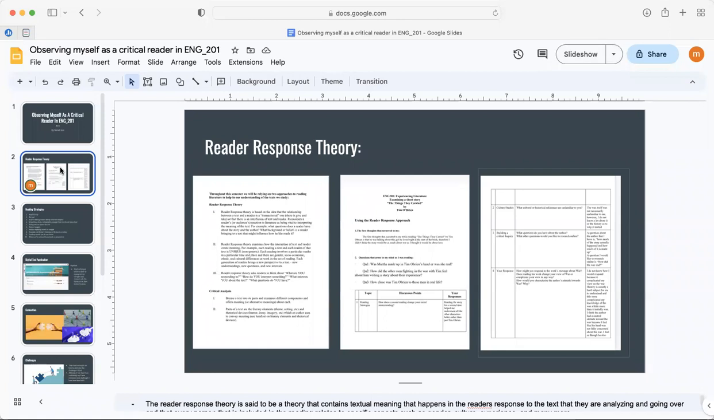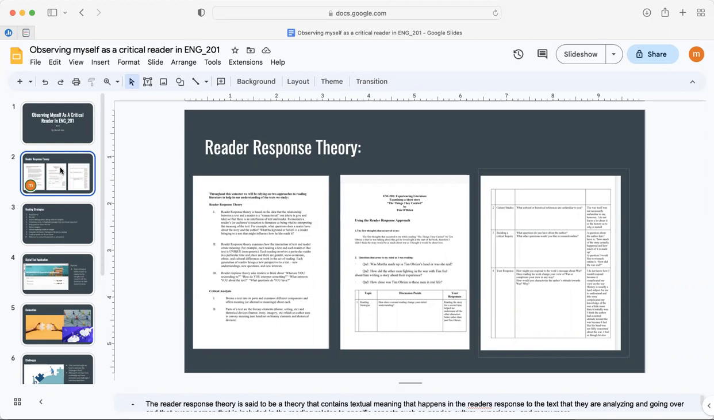So my first slide is the reader response theory. The reader response theory is said to be a theory that contains textual meaning that happens in the reader's response to the text that they are analyzing and going over everything that every person is included in. The readings relate to specific aspects, such as gender, culture, experience, and many more. It's transactional, and it means that the text and the reader are giving and taking with one another when analyzing and interpreting the text.